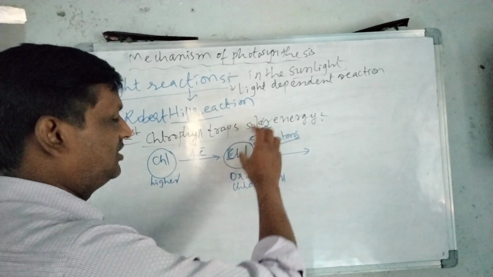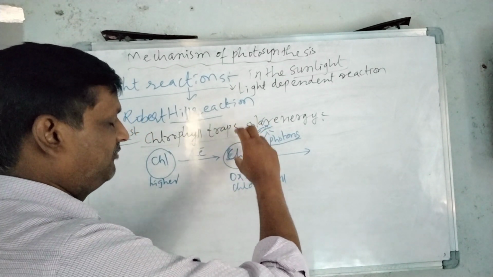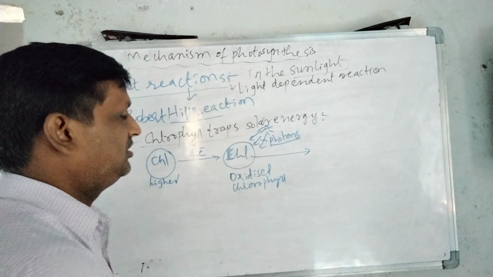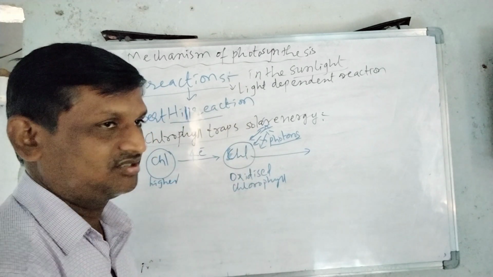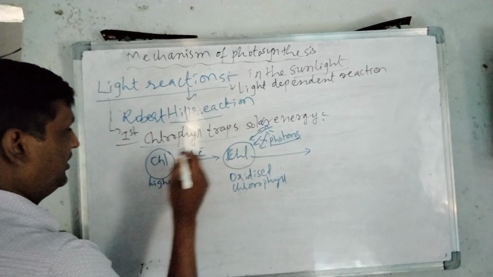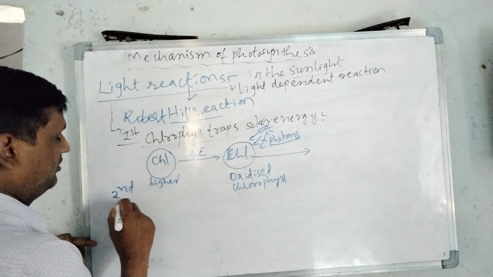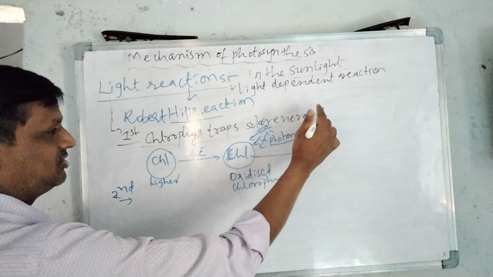So like that sunlight energy enters into the chlorophyll. When chlorophyll receives the solar energy, it is activated and it is oxidized because of the loss of some electrons. Okay, this is all about chlorophyll traps the solar energy. Next, second thing ఏంటంటే, chlorophyll traps the solar energy. This is the first one.